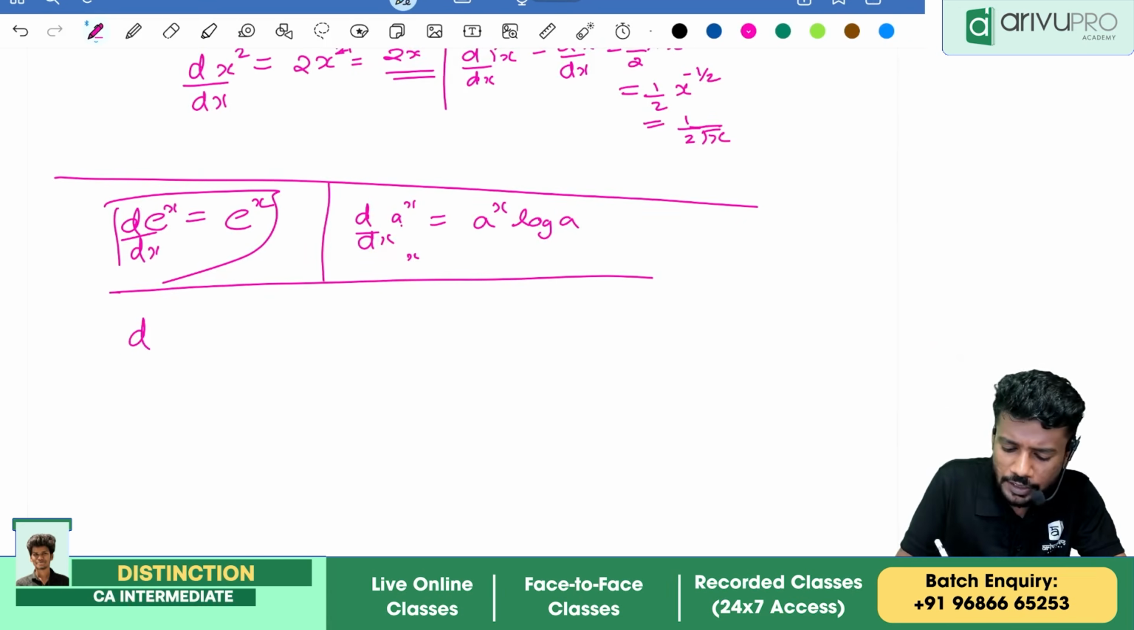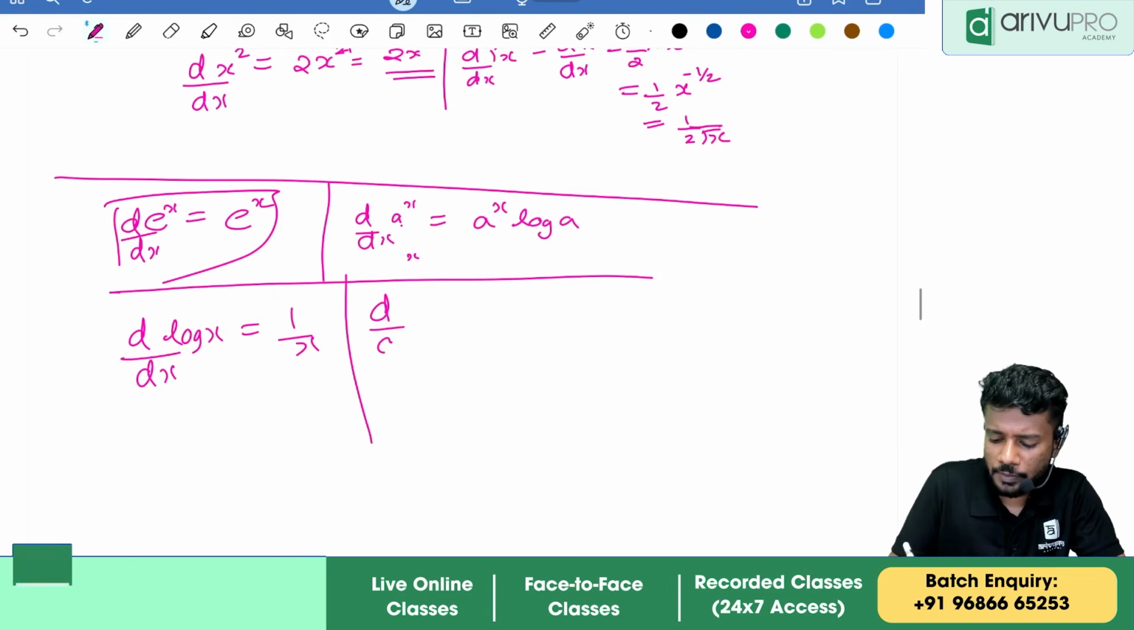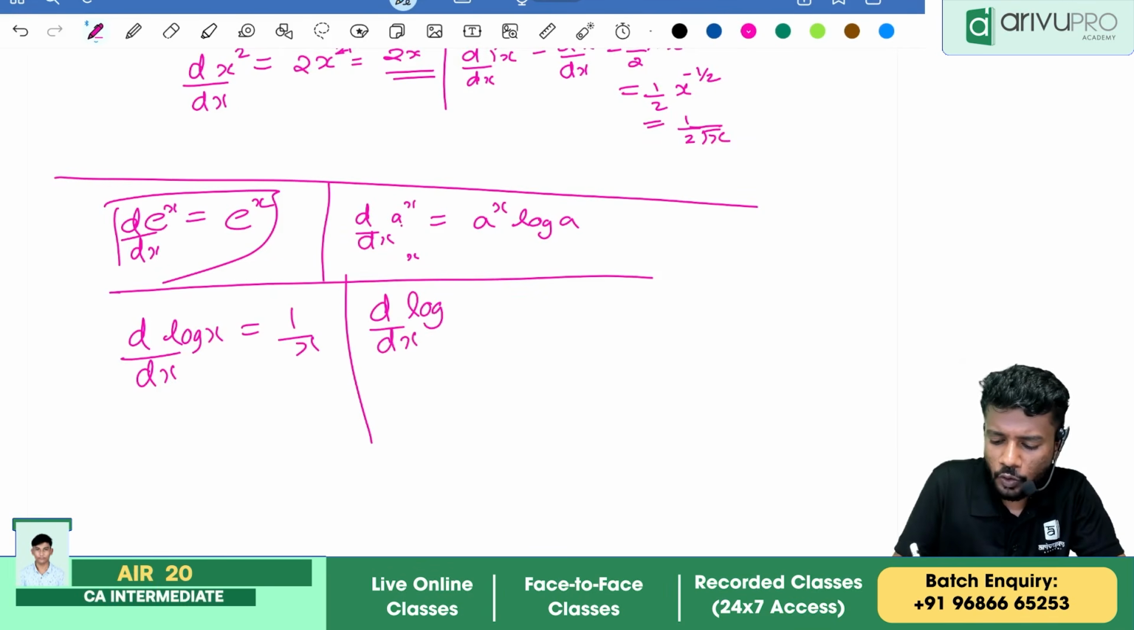Then what is d by dx of log x? Easy. 1 by x. Then what is d by dx of log 11?